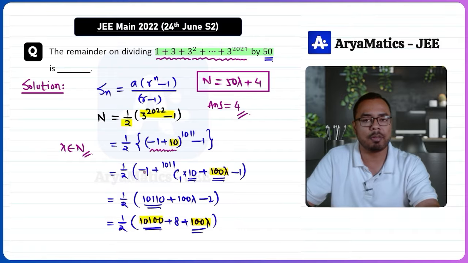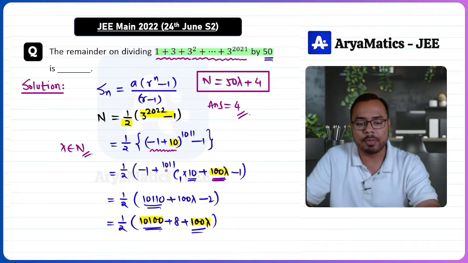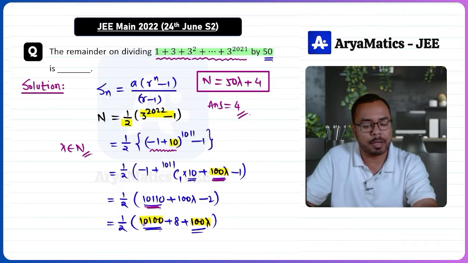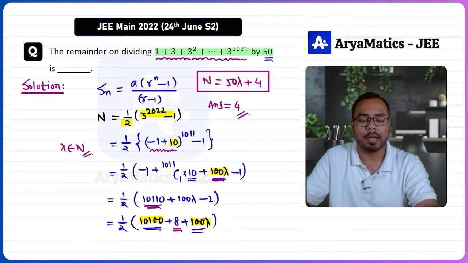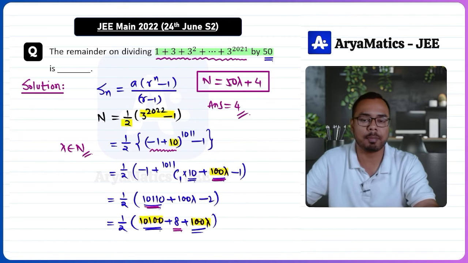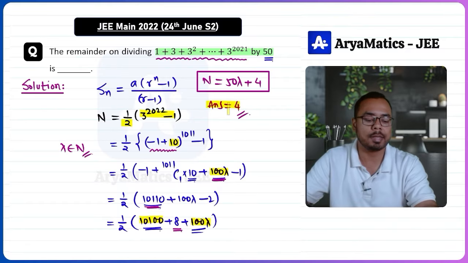First term is not a multiple of 100. Second term is also not a multiple of 100. After that, all the other terms are multiples of 100 because they will contain 10 square, 10 cube, and so on. And now this number also you can simplify. You can separate 10110 from there. So finally you are left with 10 minus 2, which is 8. 8 by 2 is 4. And the rest of the numbers were multiples of 100, but when divided by 2, they became multiples of 50. So the number was a multiple of 50 plus 4. When you divide by 50, the remainder will be 4. And that is the correct answer for this problem.